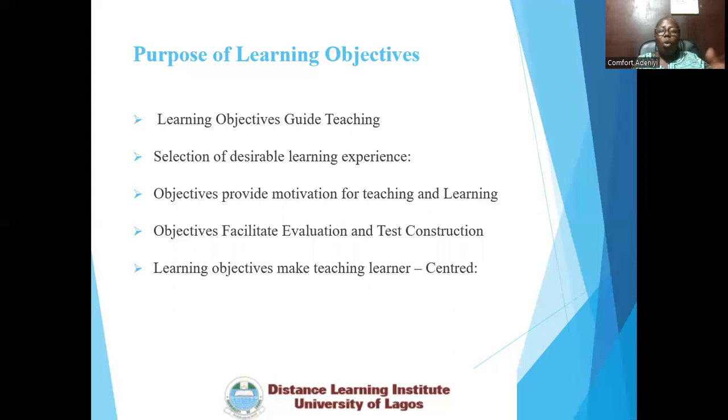Then two, selection of desirable learning experiences. That is, it helps us to select learning experiences that will make us achieve the set objectives. When you have the objective on ground, it will be easy for teachers to do what? To select the learning experiences that will make somebody achieve that objective.